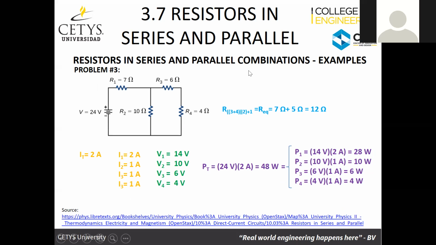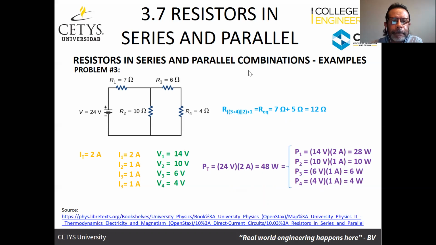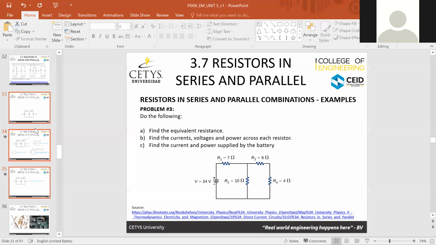Professor, yes. Go ahead, Kevin. Just a quick question. The current. Where did you get the 1, 1, and 1? Where did that 2 come from? The currents 2, 3, and these here. Yeah, I know how you got the 2, but how do you get the 1?